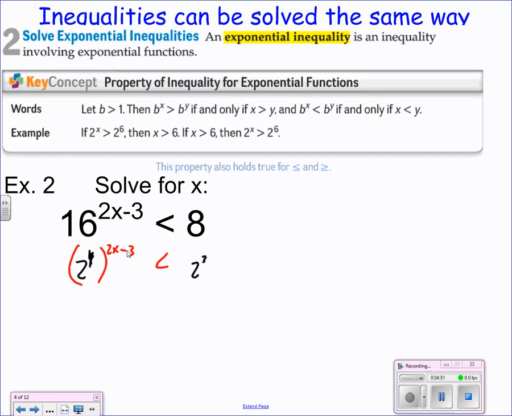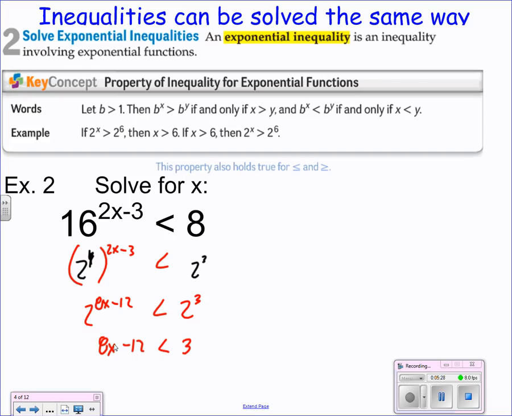Now let's multiply the two powers. So I would have 2 to the power of 8x minus 12 is less than 2 to the power of 3. Now that my bases are the same, I can get rid of them. So I'm left with 8x minus 12 is less than 3. So now I will solve my inequality. Things you got to remember are the inequality rules. If you ever multiply or divide by negative, remember to change the direction of your inequality sign. Let's see if that happens.